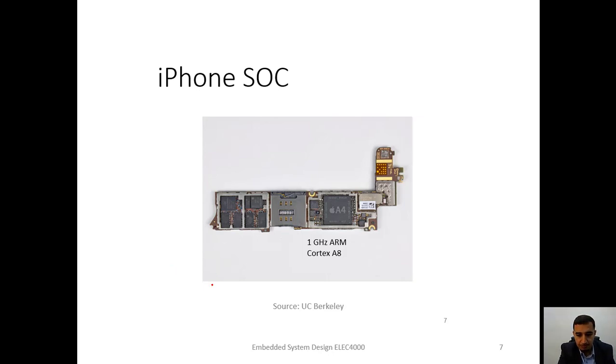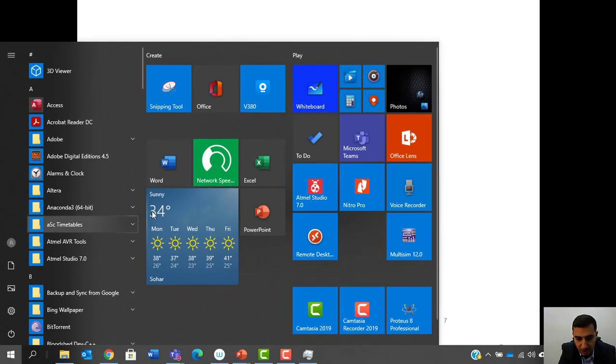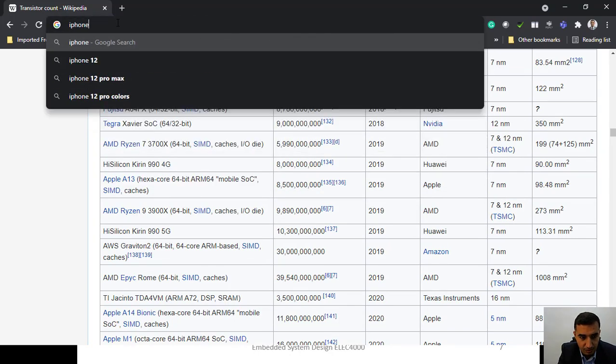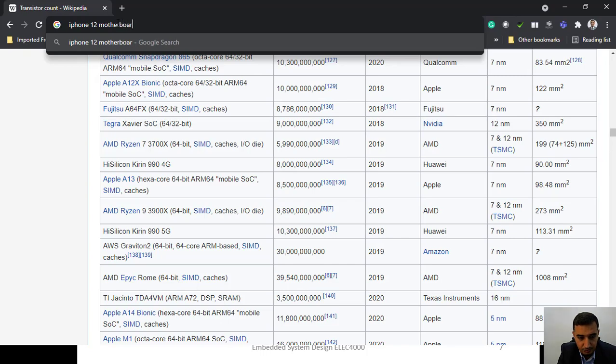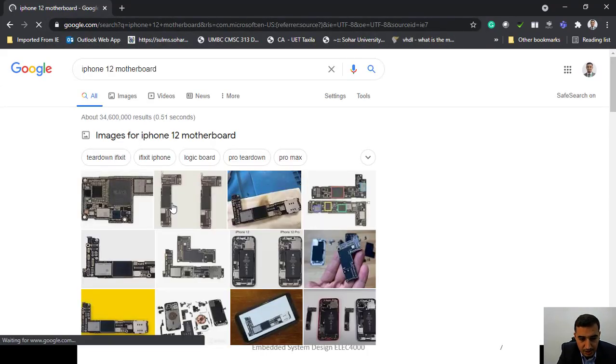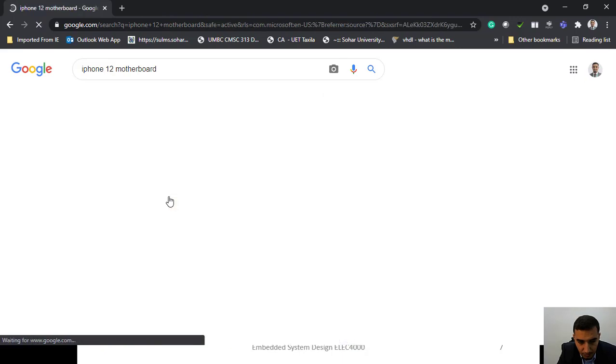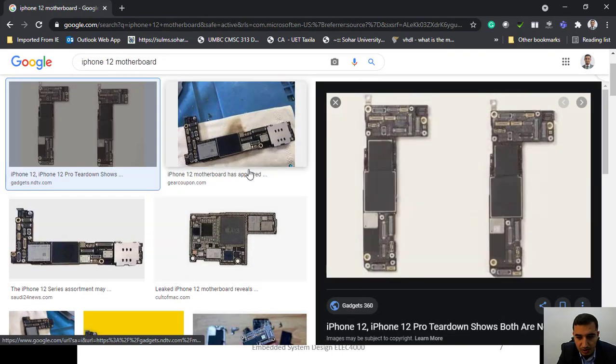So this is the iPhone system on chip, and I can show you that nowadays we are running something more or less the same. If I say iPhone 12 motherboard, this is the iPhone, I think this one. It's the same. This is the system on chip for the iPhone 12.